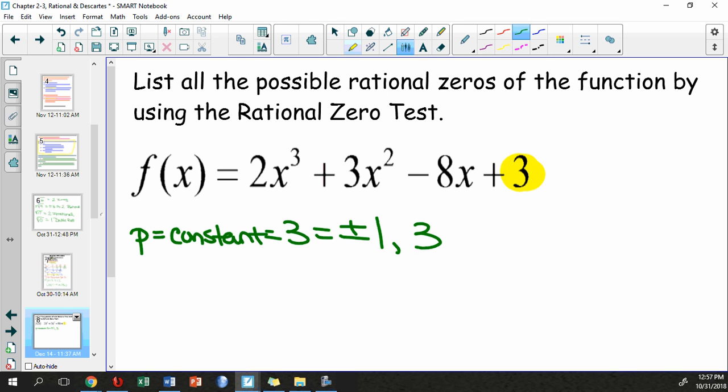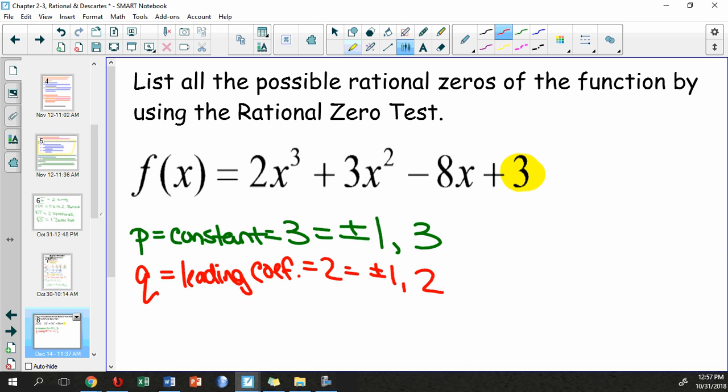Okay. Now, I then need to find Q. Q is your leading coefficient. What is my leading coefficient? And what are the factors of 2? Plus minus 1 and 2, correct?